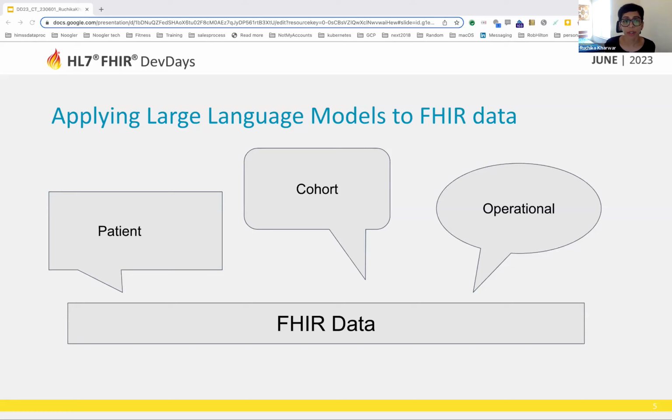So maybe a provider would like to ask questions conversationally about their patient. For example, tell me if this patient has been to the ER in the last 2 months. Did this patient have a recent complaint involving chest pains?